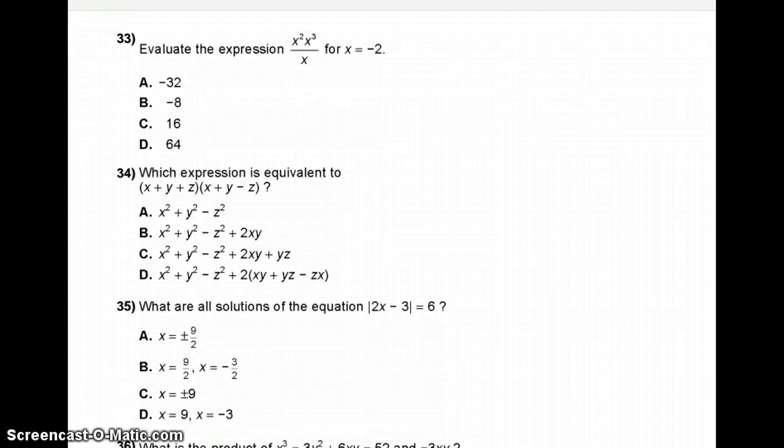33. Evaluate the expression x squared x cubed over x for x equals negative 2. Is it A, negative 32, B, negative 8, C, 16, or D, 64? Number 34. Which expression is equivalent to the quantity x plus y plus c times the quantity x plus y minus c?